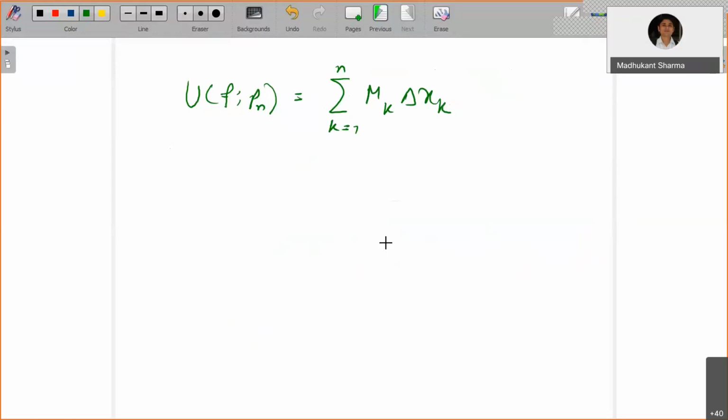If I want to find the average value, you should divide by b minus a. So in the limiting sense, what is the average value of the function? In the limiting case, it's going to be 1 by (b minus a) times the integration from a to b of f of x dx.